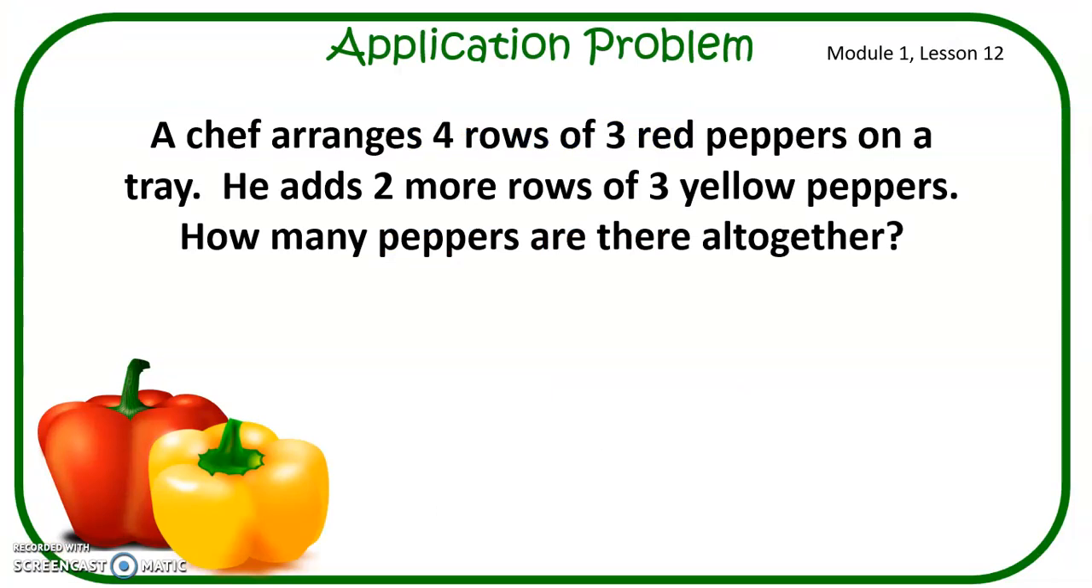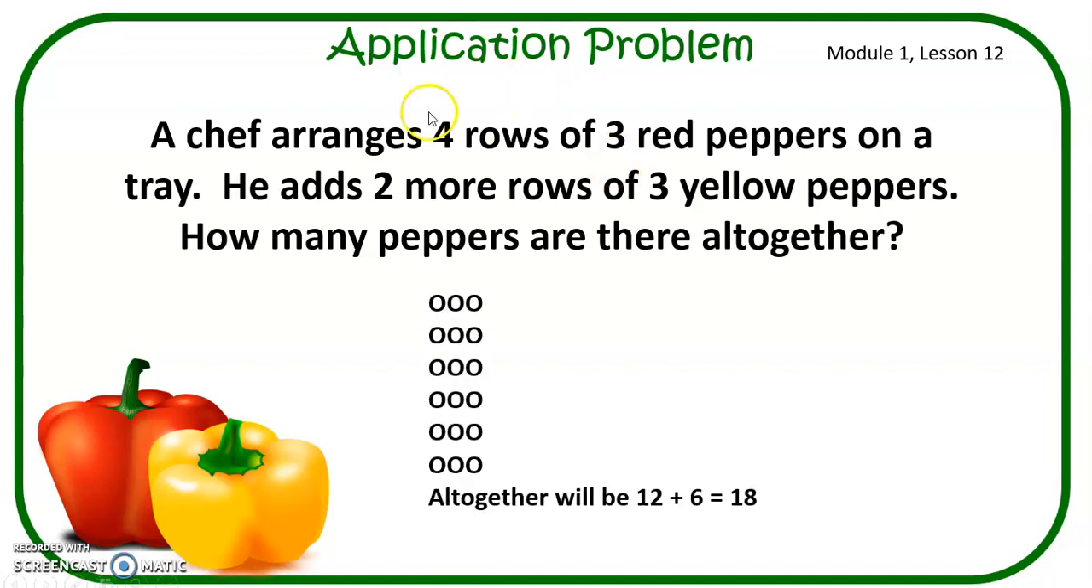Okay, let's look at an example. A chef arranges 4 rows of 3 red peppers on a tray. He added 2 more rows of 3 yellow peppers. How many peppers are there altogether?